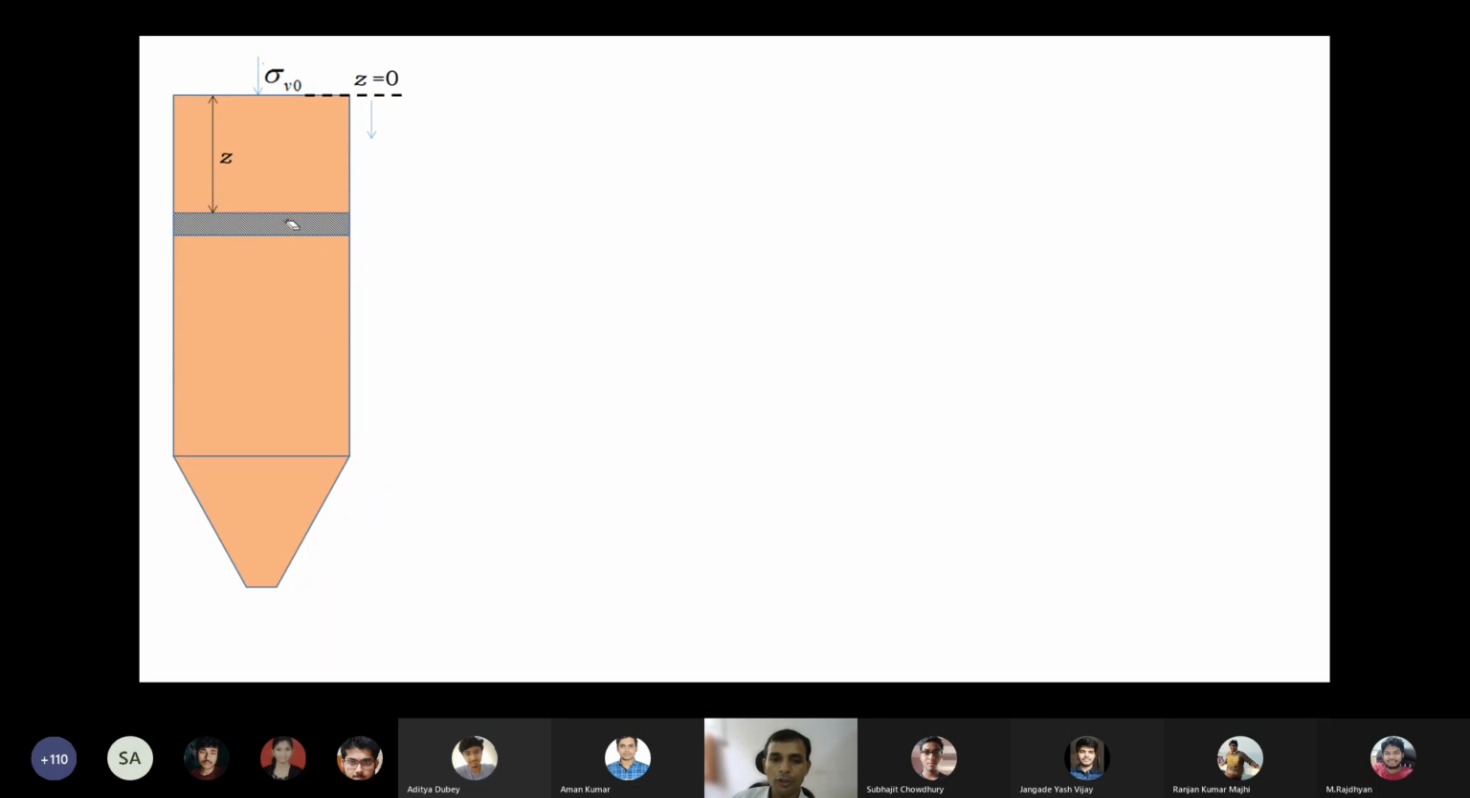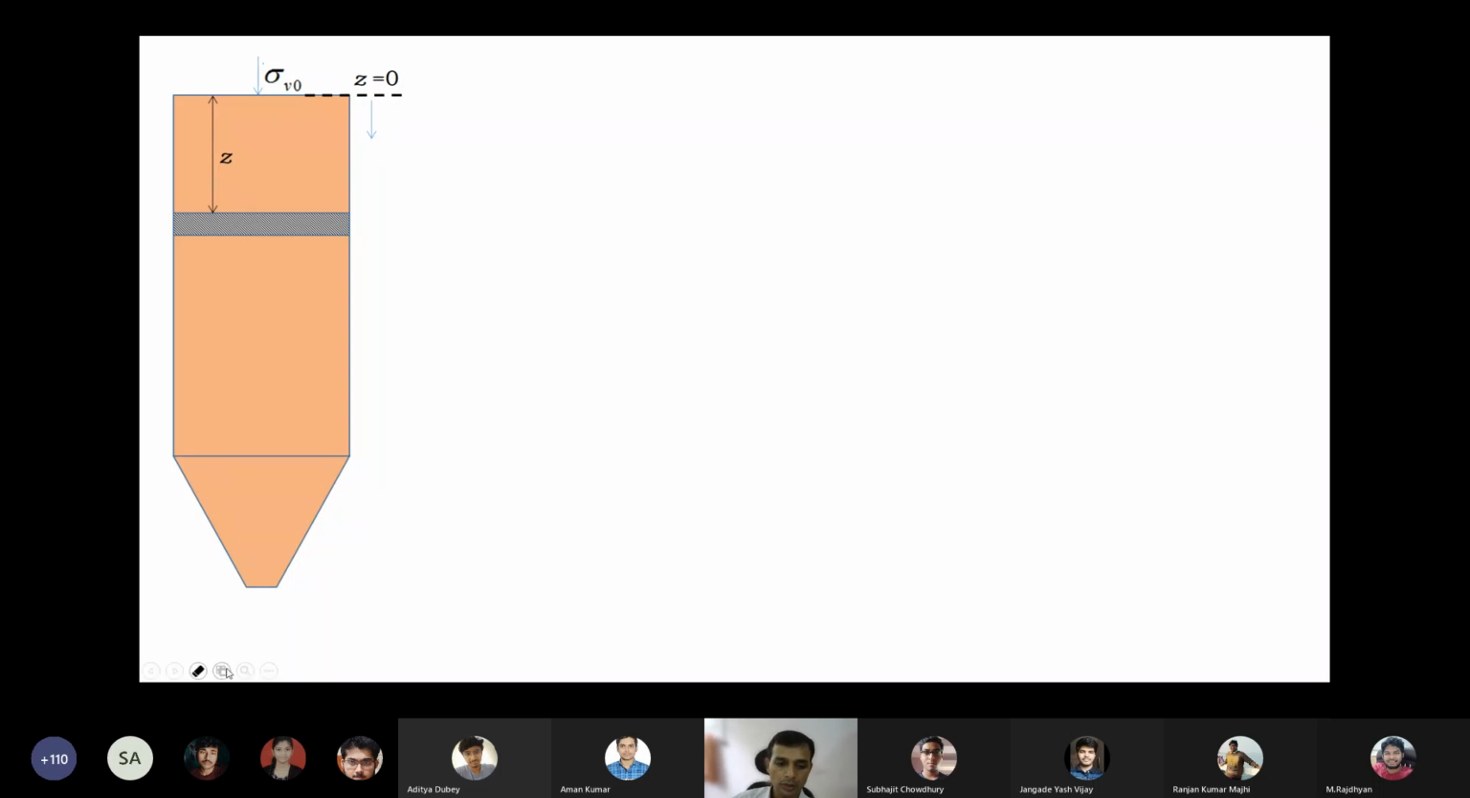Whenever we want to find the variation of one parameter, we take a small element in a large body. Then we do the force balance, or the mole balance, whatever is required, and get the expression for the small element. Then we integrate to the whole system. So here we want to find the stress profile, how the stress varies with respect to the height.